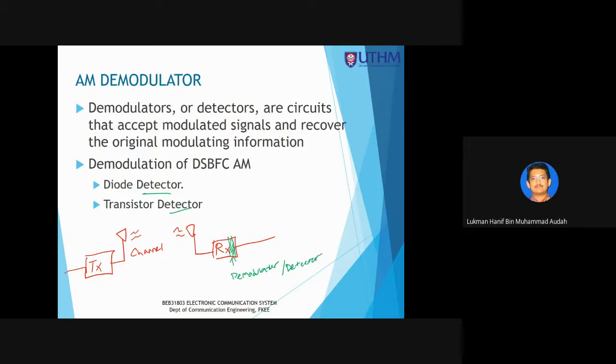So the function of demodulator or detector is to produce the original signal, which is VMT. Okay, so tadi you hantar VAMT, you receive VAMT, masuk ke dalam receiver, berlakunya pelbagai proses dan akhirnya demodulation process in order to produce VMT. So we want to produce the original output signal VMT.